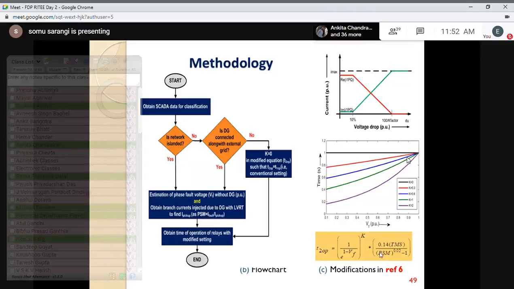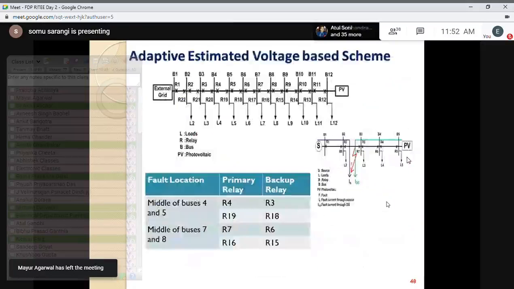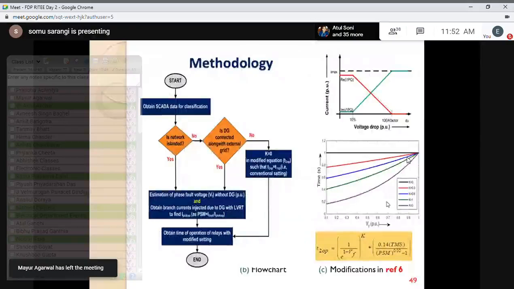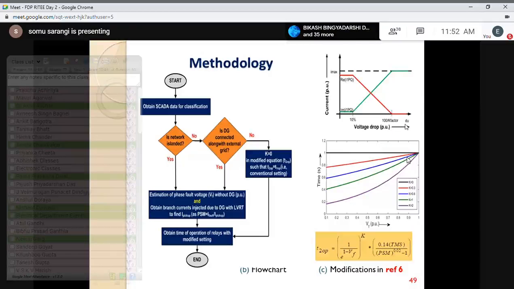So we have created the fault at a different bus in the previous diagram. We have seen that the voltage is also getting affected. This voltage is decreasing. We have also considered the control technique which is available in the inverter based DG. So we have taken this additional factor, that is e to the power 1 upon 1 minus VF, to the power k.